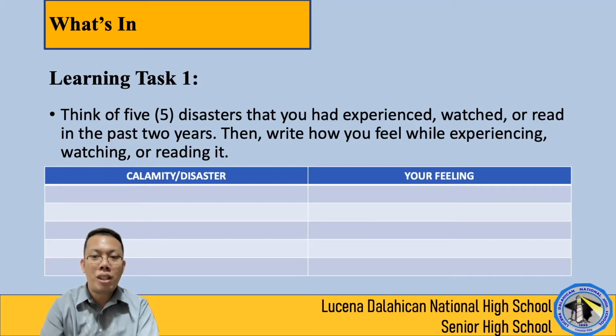You have to follow the table found in your learner's material, in your SLM, and follow the template there. It's the same template presented in this PowerPoint. Calamity or disaster, you have to name them. Could be earthquake, El Nino, La Nina, typhoon, flash flood, and so on. And your feeling: how do you feel about it when there's a typhoon that causes disasters?